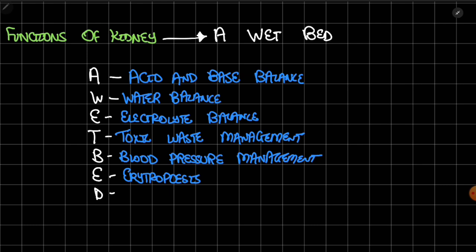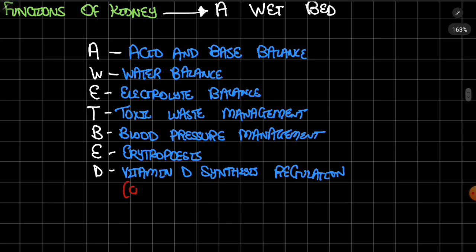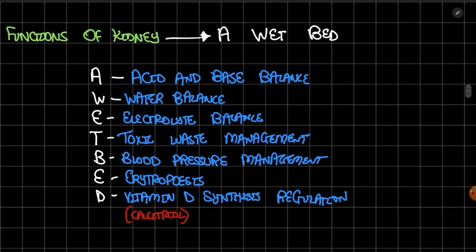Okay, and D stands for vitamin D synthesis regulation. Vitamin D is also known as, yes, calcitriol. So basically calcitriol synthesis can be regulated in the kidney. So these are the functions of the kidney, a wet bed.